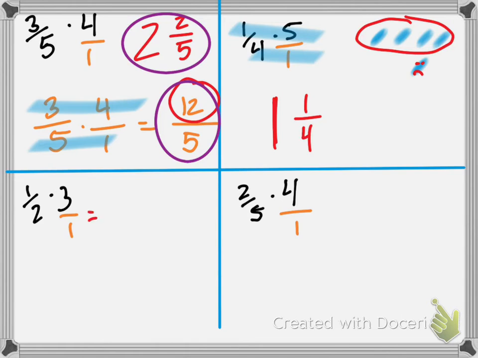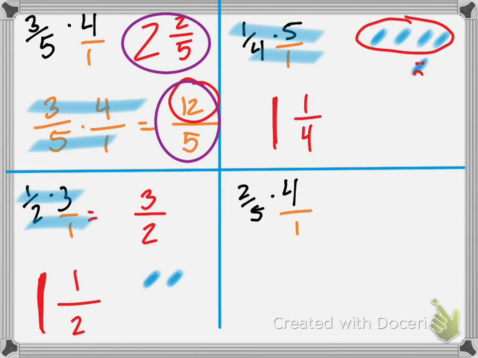Lucia, 1/2 and 3 over 1. Can I simplify it? Can I cross cancel anything? No. So I'm just going to across multiply. What's 1 times 3? 3. 2 times 1, 2. How many 2s fit into 3? 1. New big number. What's 3 minus 2? That was how many it fit in? 1. Perfect. So I get 1 and 1/2.